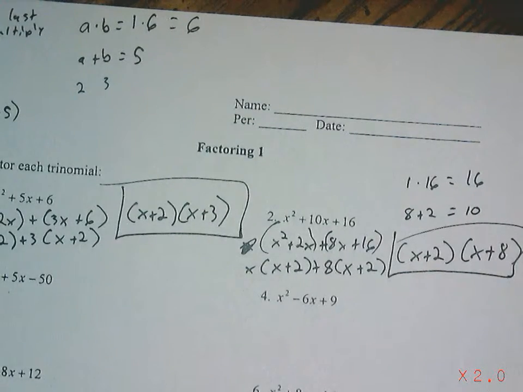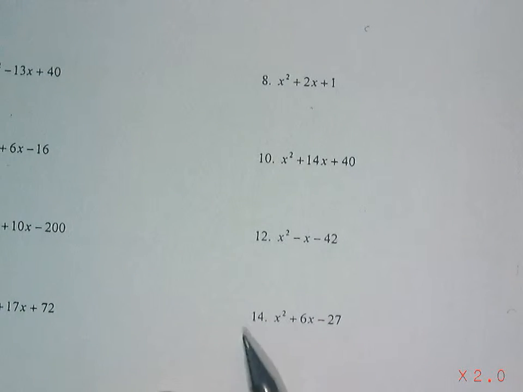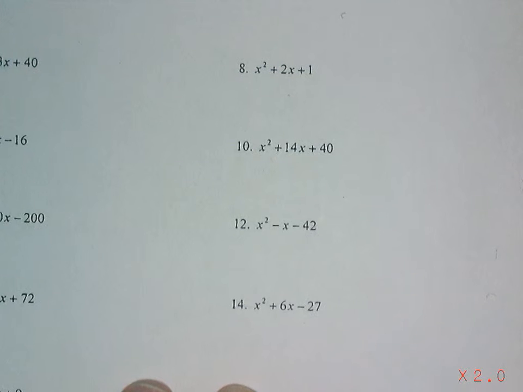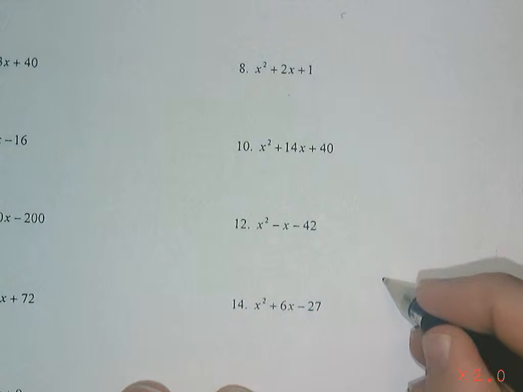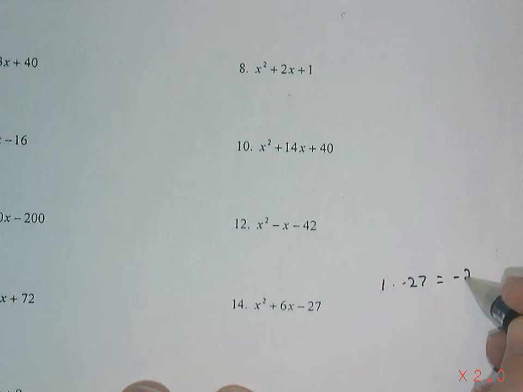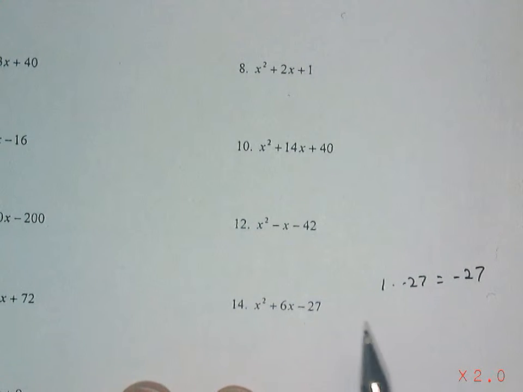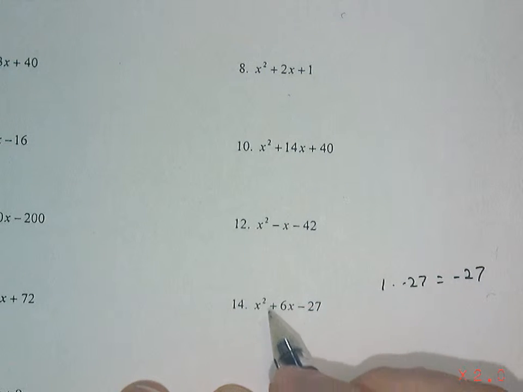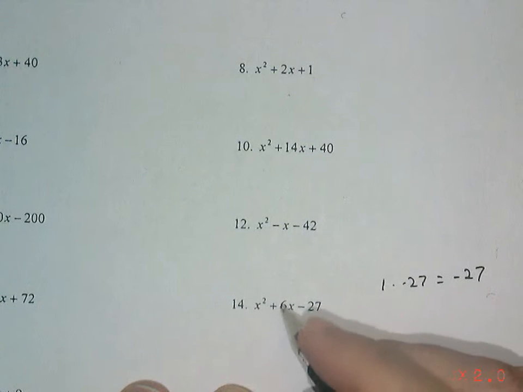Looks a lot harder than it actually is. Let's try another one. Let's do one of these down at the bottom here. So with this one, I have to have two numbers when you take 1 and negative 27. So 1 times negative 27 has to equal negative 27. Okay? And then they have to add up to be 6.